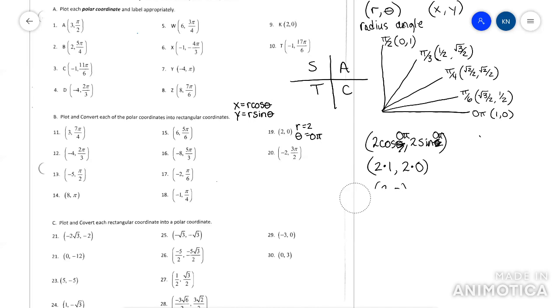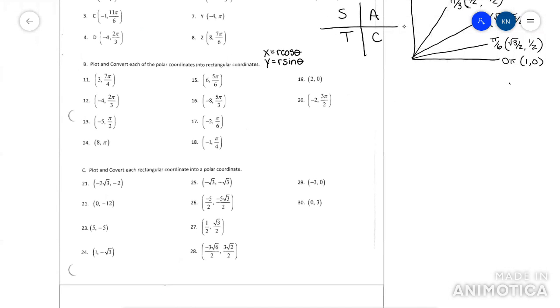Now let's look at the other way. In order to do the other way, the background information you need to know is that r is the root of x squared plus y squared, kind of like the Pythagorean theorem. And your theta is the inverse tan of y over x. Now, this is the part that's probably going to mess you up, because most of y'all probably know how to run the Pythagorean theorem. It's the tan that always gets you.